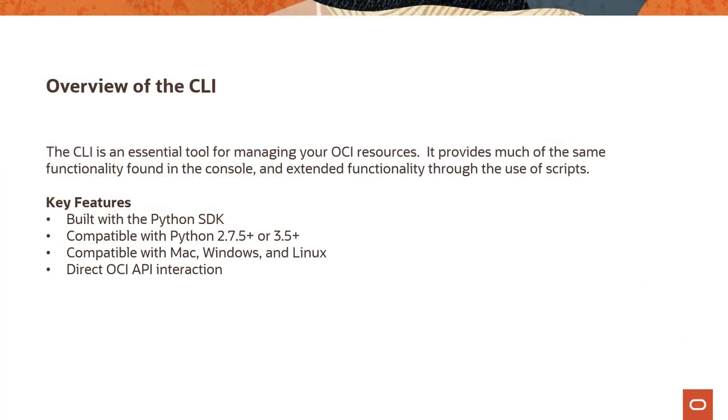Now to kick things off with this module, we are going to dig into the OCI CLI, the command line interface. And this is one of the most essential tools for managing and automating our Oracle Cloud Infrastructure ecosystem. As previously mentioned, this is written with the Python SDK. It is compatible with Python 2.7.5 or newer and 3.5, keeping in mind that Python 2.7 will be soon deprecated. And as a matter of fact, this tool will run on Mac, it'll run on Windows, and it works on Linux as well.